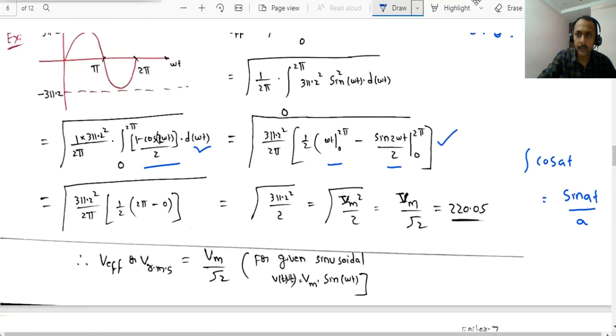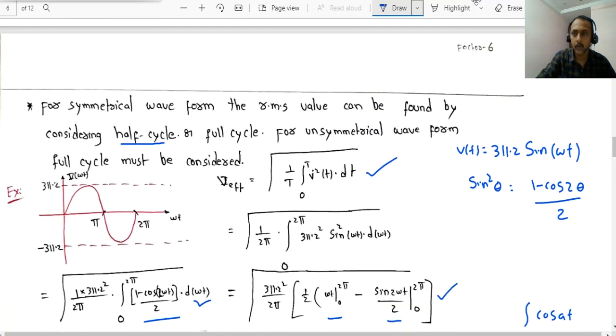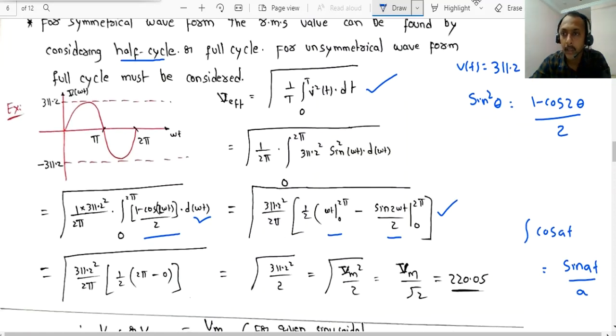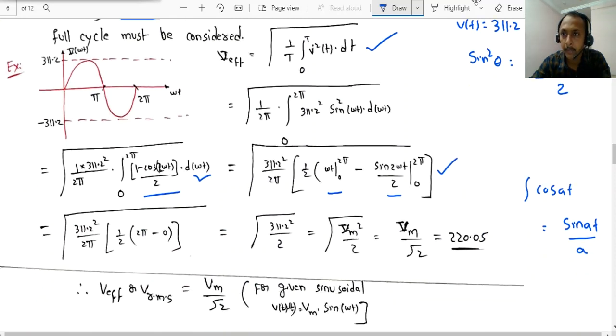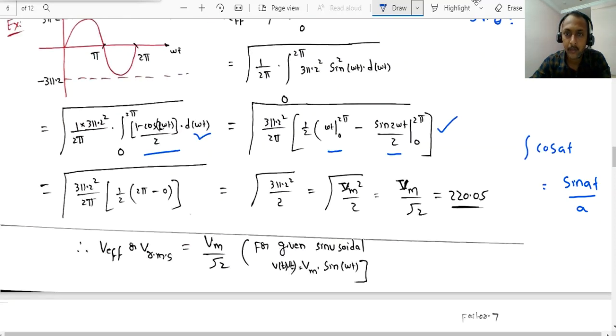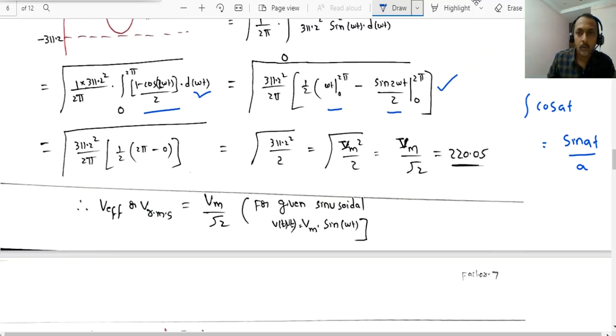These basics are important. If you know these basics, you can easily do that. Two simple basics are required: sine square theta equals 1 minus cos 2 theta by 2, and the integral of cos at is sine at by a. Simple, right? So just apply the limits, upper limit minus lower limit: 2 pi minus 0, sine of 2 pi is 0, sine 0 is again 0. This entire term becomes 0. So that is the reason why here it is minus 0.